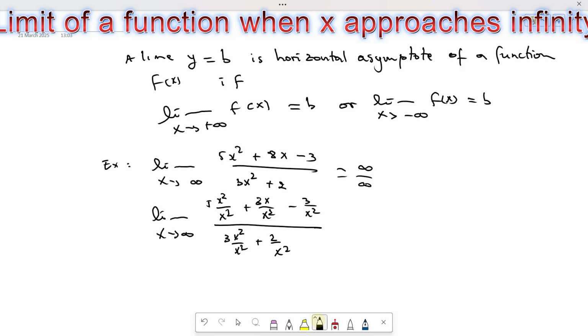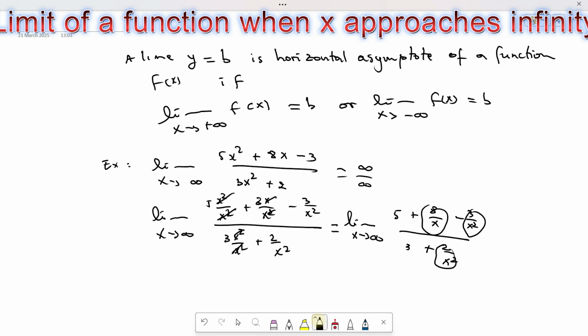So you can see that this is the same as the limit when x tends to infinity of this: the x squared terms simplify, then we remain with 5 plus 8 over x minus 3 over x squared, and then over 3 plus 2 over x squared. Now you can see that this will be 0, and this will be 0, and this will be 0, and we will remain with 5 over 3.